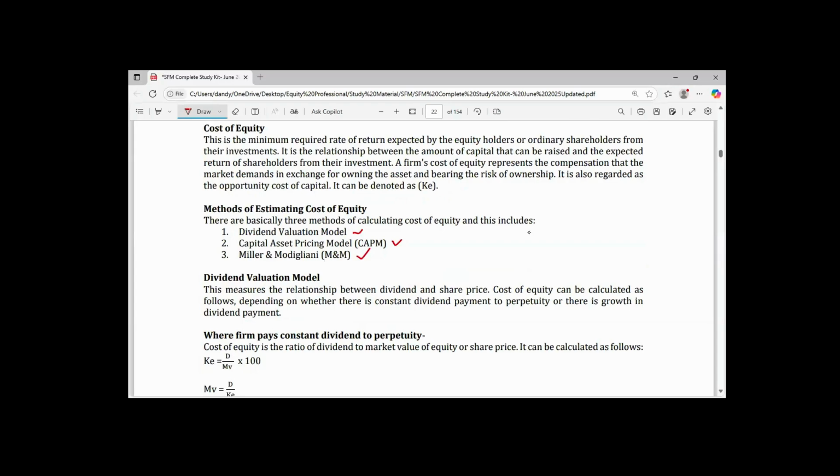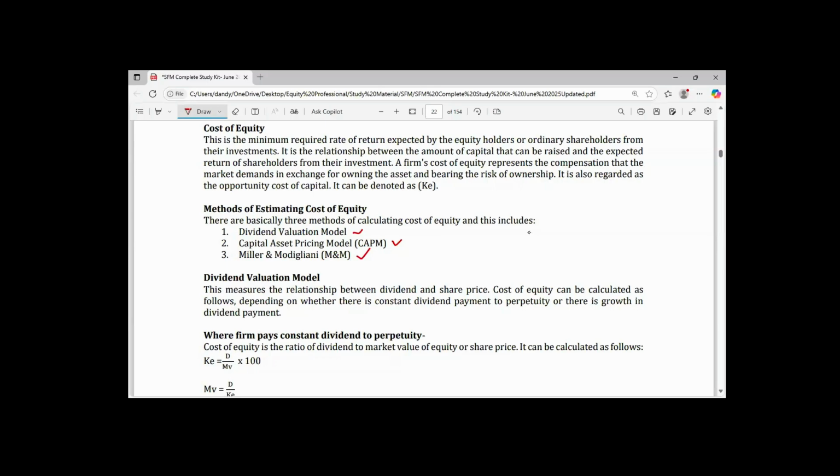So I said that the dividend valuation model will be used when information on dividend and share price are given. When you are given information on dividend and share price, then you are supposed to use the dividend valuation model to calculate your cost of equity. Of course, we did not talk about the capital asset pricing model. I told you when we get to adjusted present value, we are going to do more of that. Even though CAPM has been taken out of your syllabus of strategic financial management, as we proceed, we are going to talk more on that.